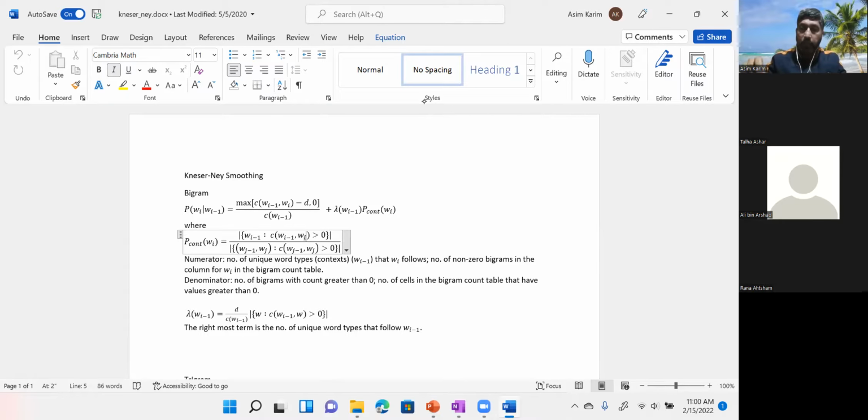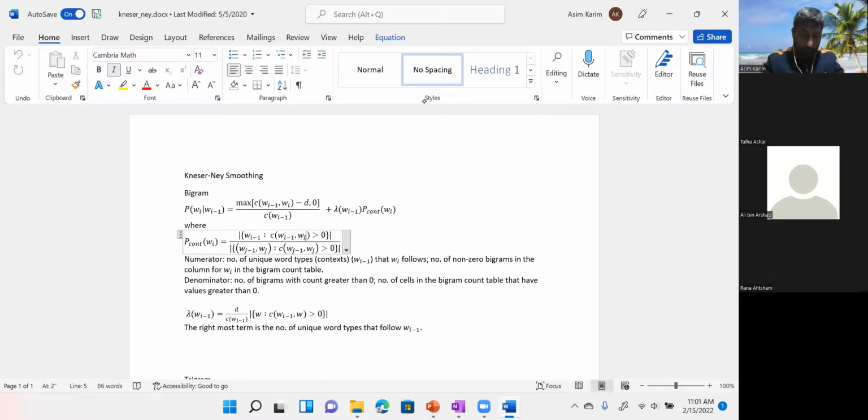And then we divide by all observed bigrams. Here we are, of course, considering bigrams. In the denominator is the number of distinct bigrams that occur, meaning that C(Wj minus 1, Wj) is greater than 0.